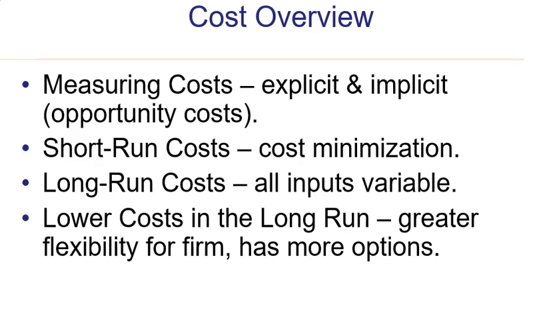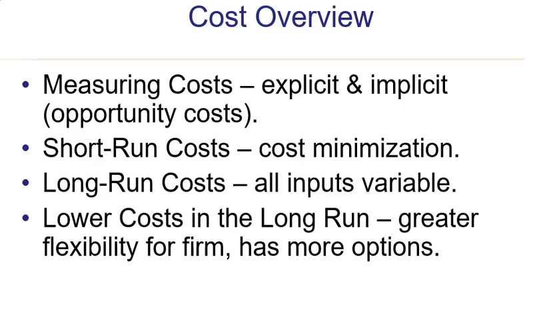There'll be a discussion about short-run costs for the firm, how they can minimize their costs in order to maximize their profits. And of course, in the short run, the firm has an input that it cannot change, an input that is fixed. In the long run, on the other hand, the firm can adjust all its inputs. All inputs are variable. So the firm in the long run will have lower costs because it has greater flexibility, has more options in the long run than it does in the short run.